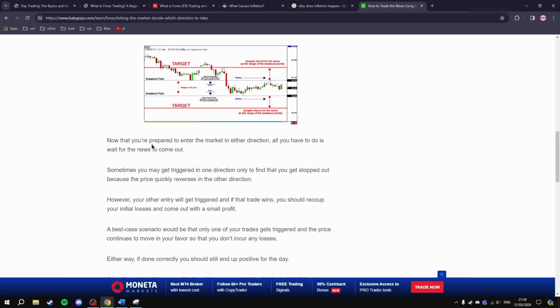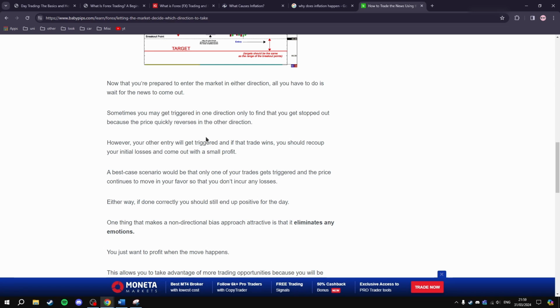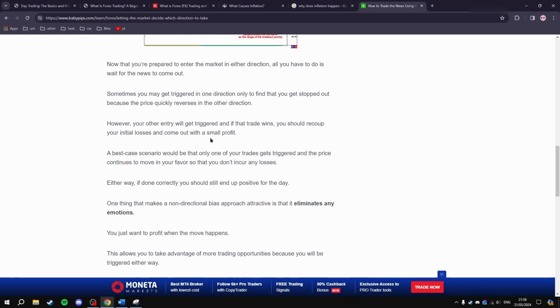Now that you're prepared to enter the market in either direction, all you have to do is wait for the news to come out. Sometimes you may get triggered in one direction only to find out you get stopped because the price quickly reversed in the other direction. However, your other entry will get triggered, and if that trade wins, you could recoup your initial losses and come out with a small profit.